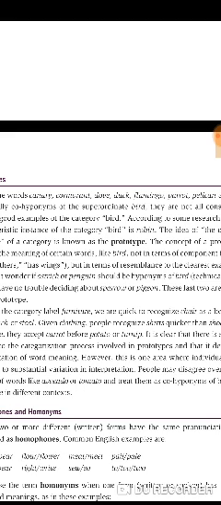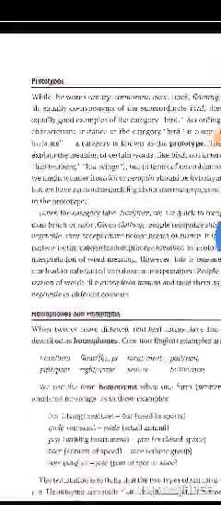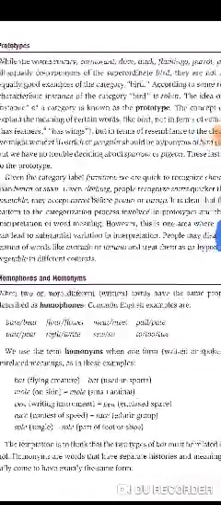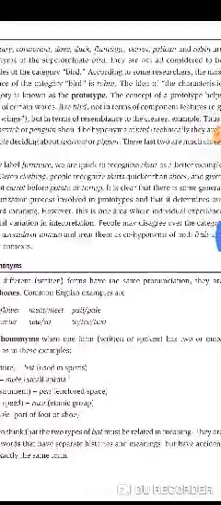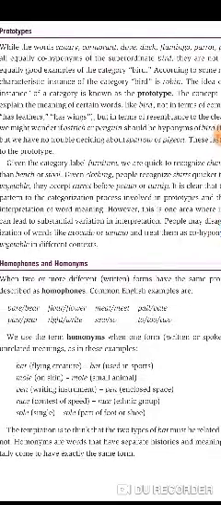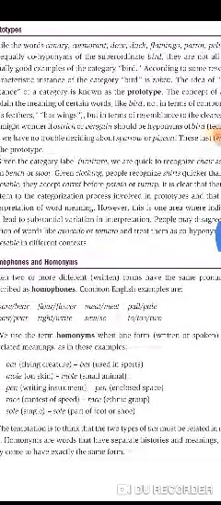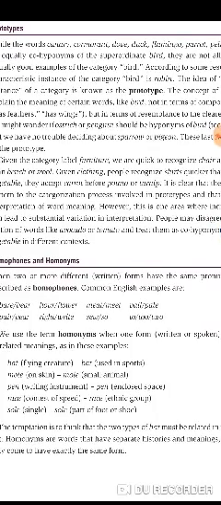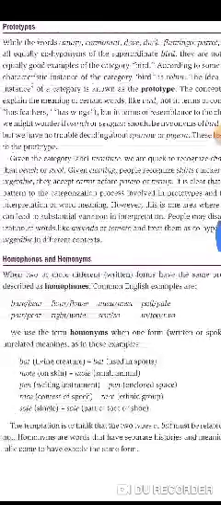Now, the next discussion is the discussion of homophones and homonyms. Let us see. Line 1. When two or more different written forms have the same pronunciation, they are described as homophones. Homophones, what does it mean? Homo means the same, phone means sound. Homophone means two words with the same sounds.